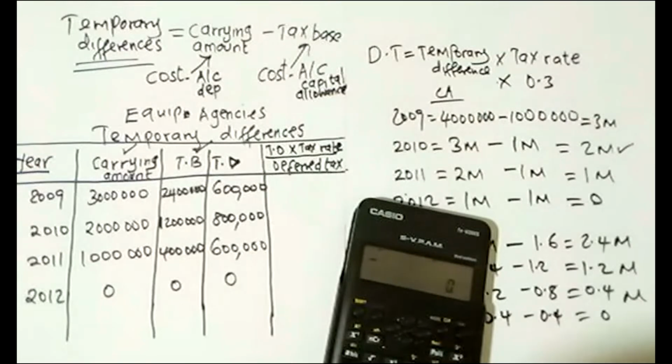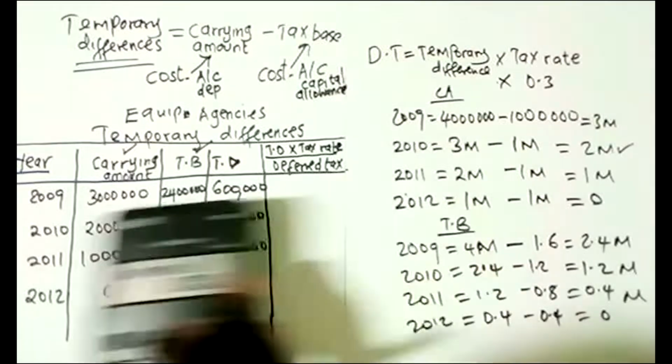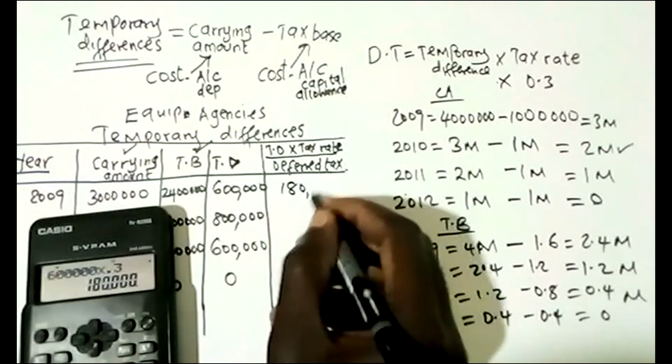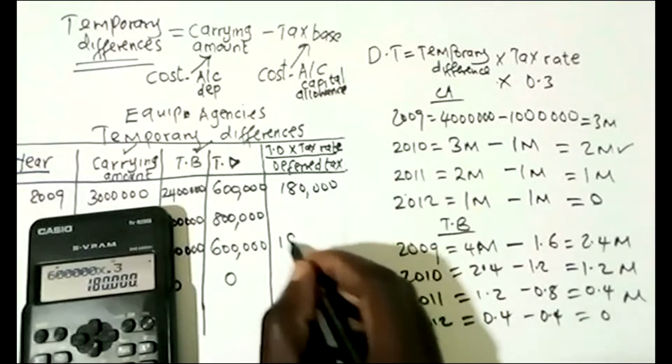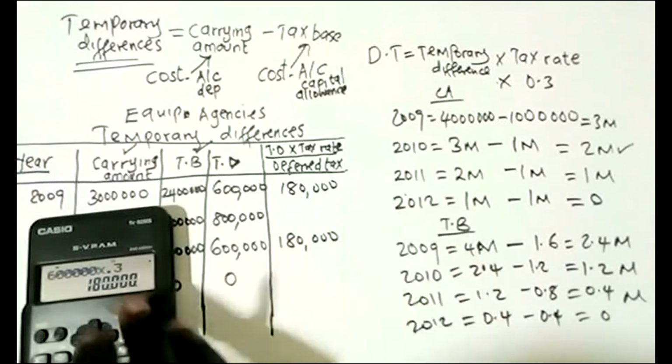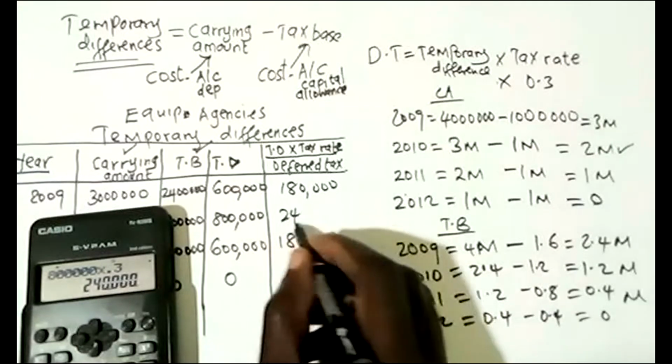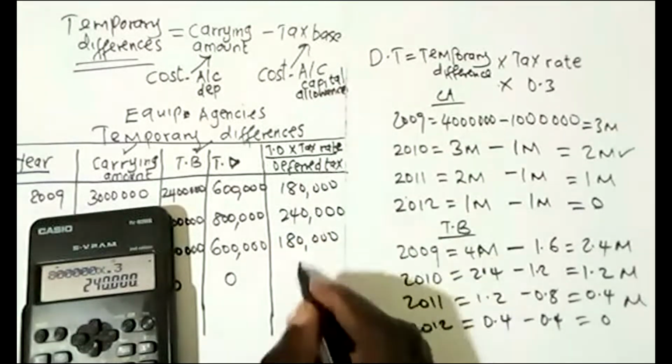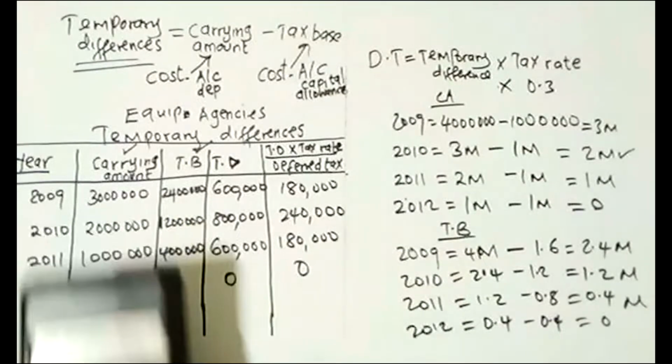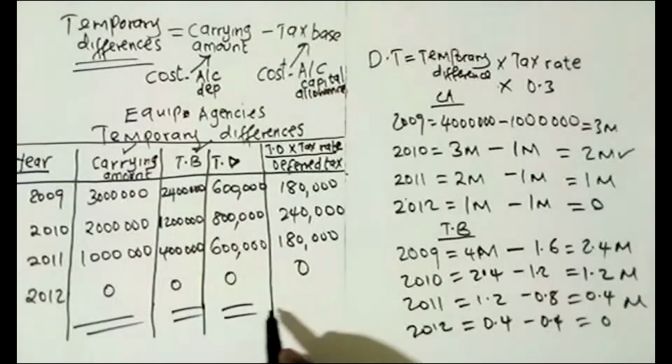So the first one, 600,000 times 30%, which is 0.3, 180. So it means that this one will be 180,000, and this is 180,000. What about 800? It will be 240,000. And this is 0. You are done with the second requirement.